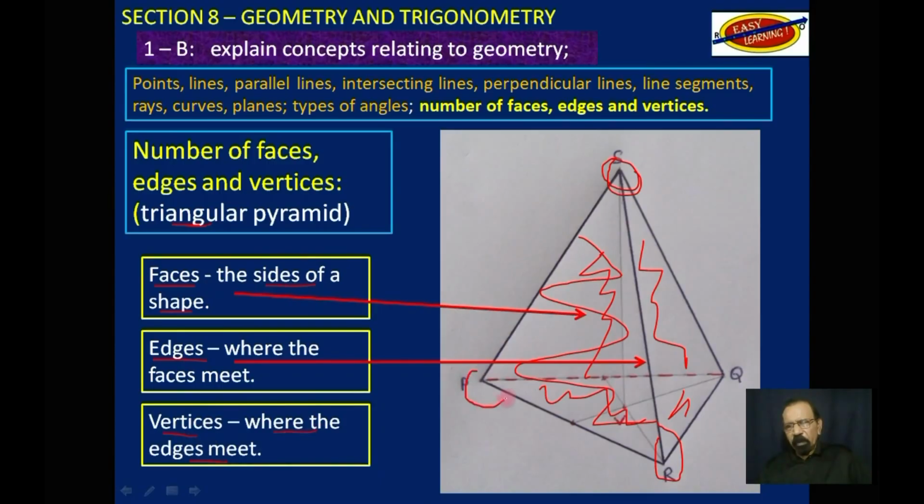And then vertices, where the edges meet. So you could see P here is a vertex. You have 3 edges meeting there. Q here is another one, and so on. And so is R down here.